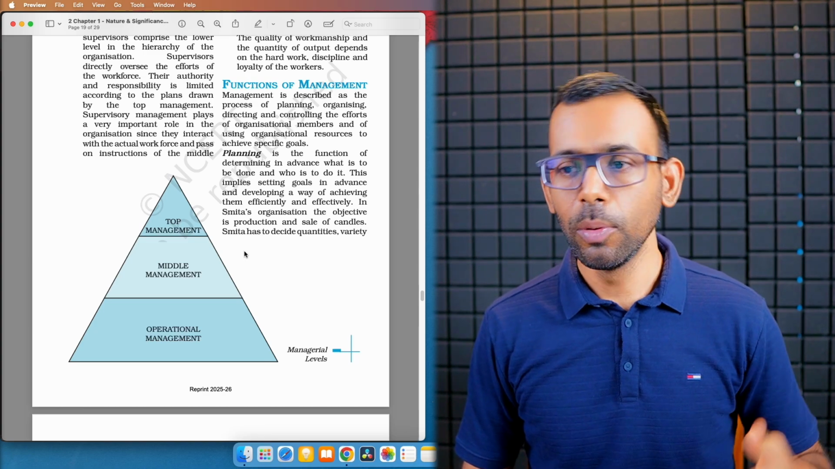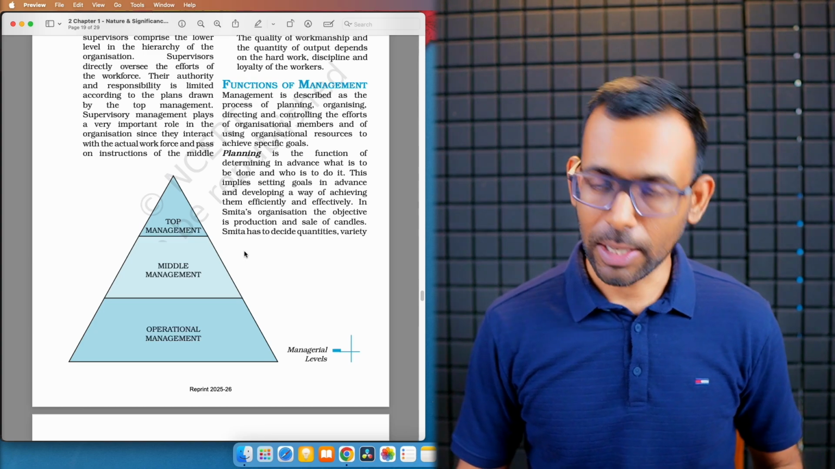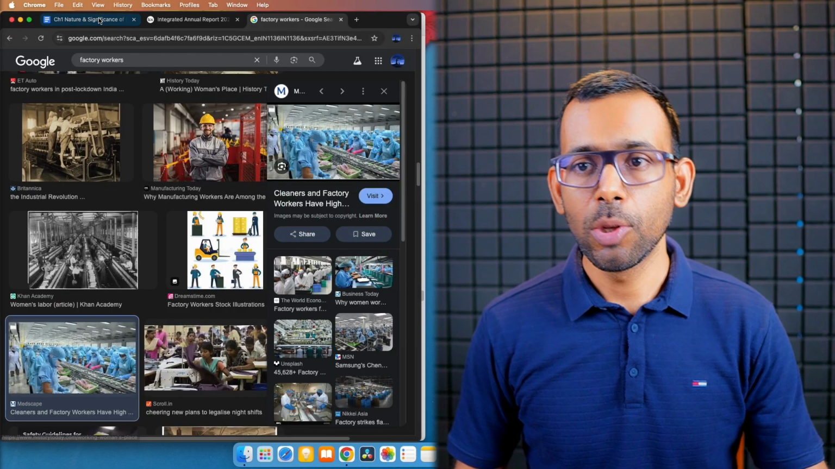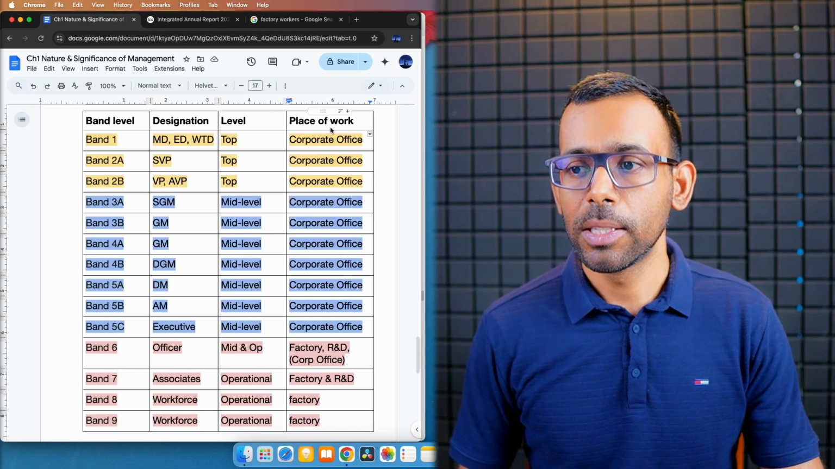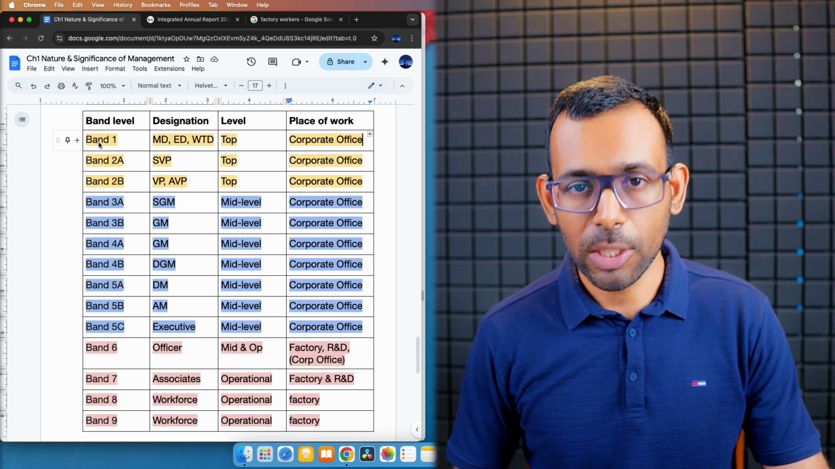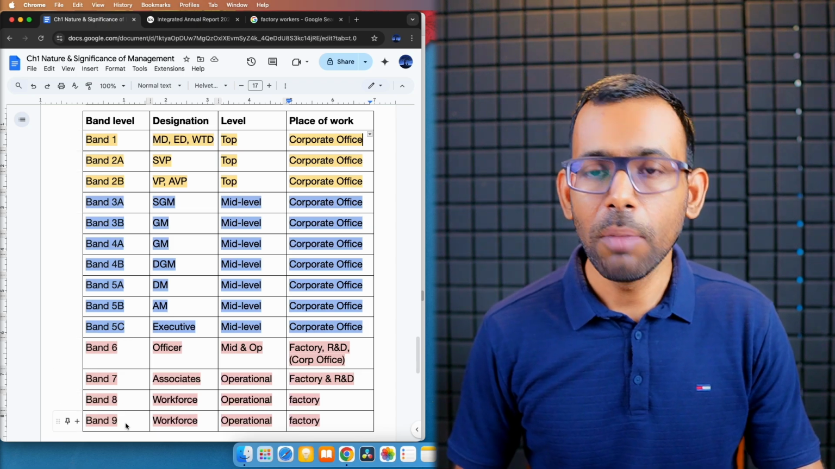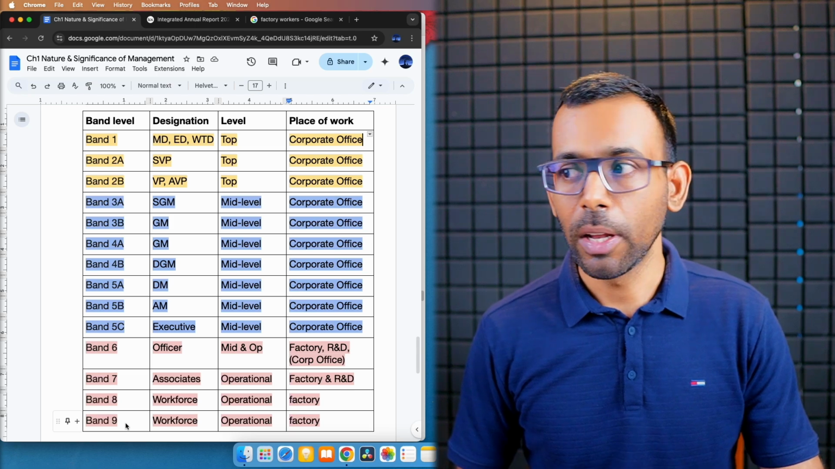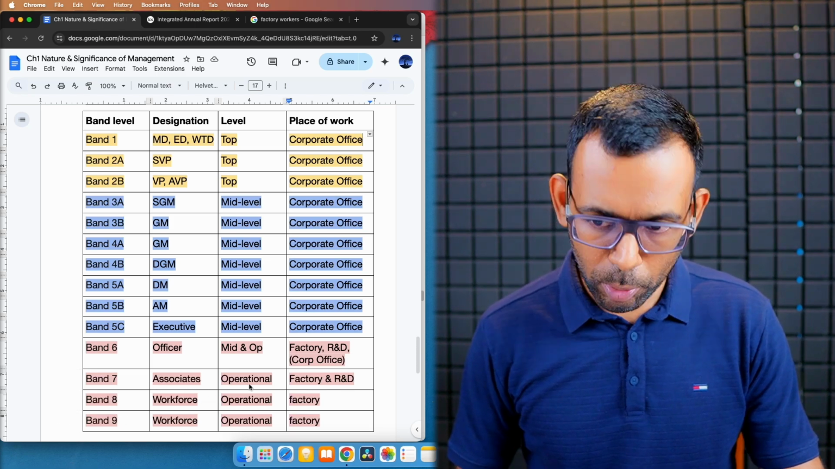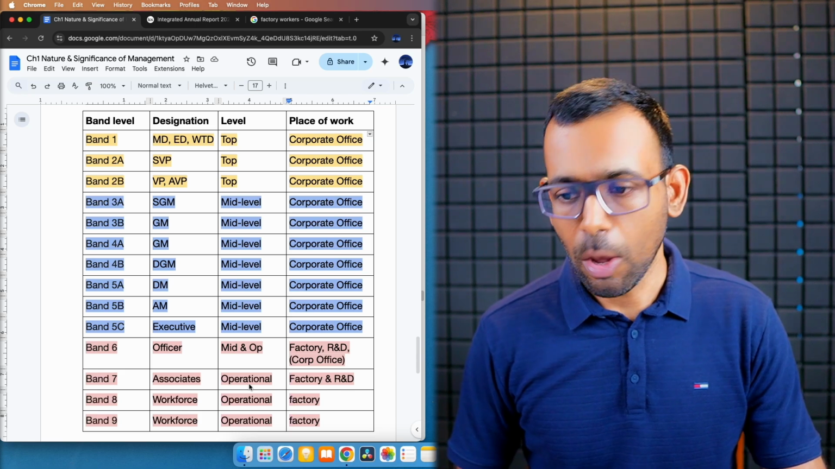Now I will show you the organization structure of the company where I worked. So when I cleared my CA and joined a private limited company, this is how the organization structure looked. It started from band 1, which is the highest post of that company, and it went till band 9, which is the lowest post of that company. Now band 7, 8, 9 are purely operational level people.